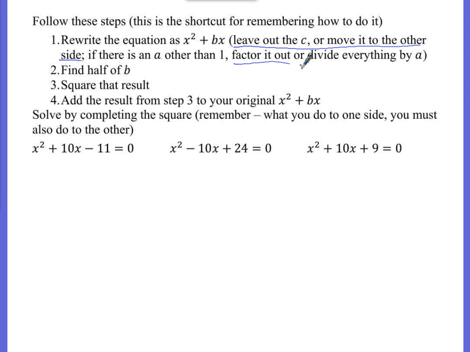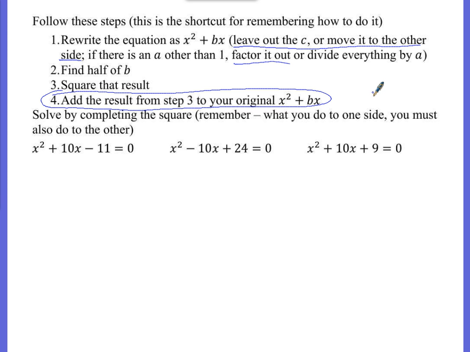Once you're there, find half of b, and then square that result. That was what we were doing when we were completing the square. But then this right here is most important. Add whatever you just added in to complete the square to the other side of the equation as well to keep it in balance. And then you can solve by taking the square root of both sides and then simplifying it down, and then you'll have x by itself.